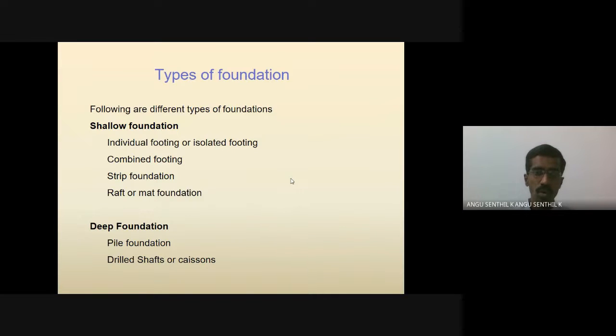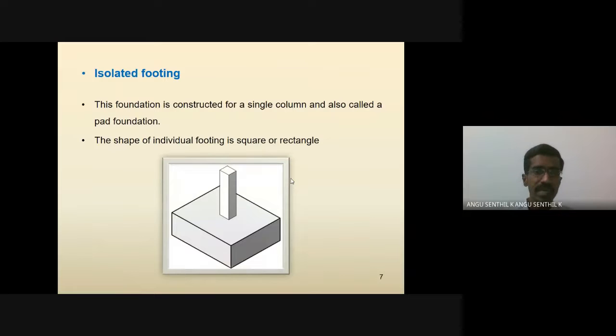Now, coming to isolated footing. It is done for a single column. It is also called a pad foundation. Most residential buildings may be G+1 or G+2. If the soil condition is good, it is okay with isolated footing. If the SBC is good, we can prefer isolated footing. If the SBC is very low, then we have to opt for other types of footing. The shape of the footing may be square or rectangular based on the structural design requirement.